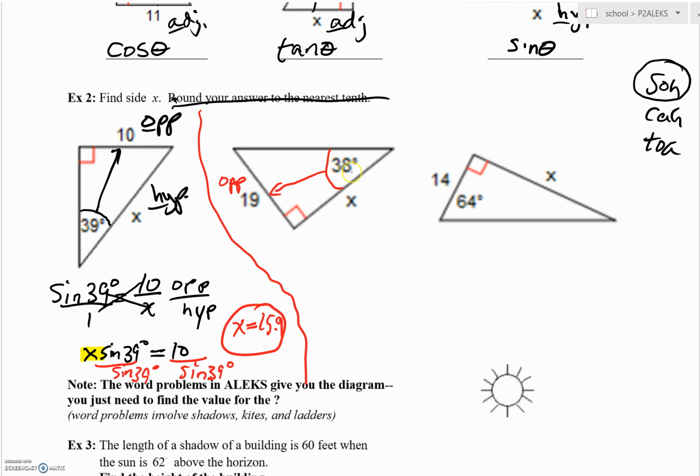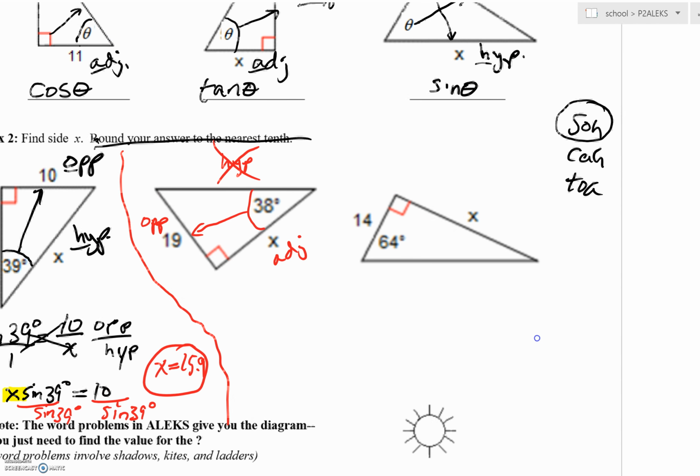The opposite. It's directly across. What would I call this x down here? Adjacent. Obviously the hypotenuse is up here, but I'm not given the hypotenuse. They didn't give me an x or a number there. So I've got opposite and adjacent.